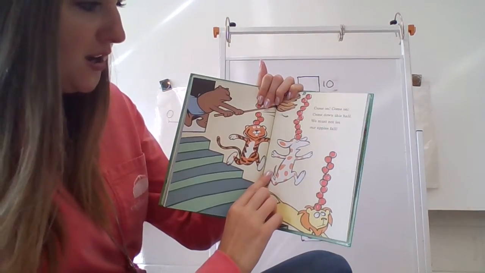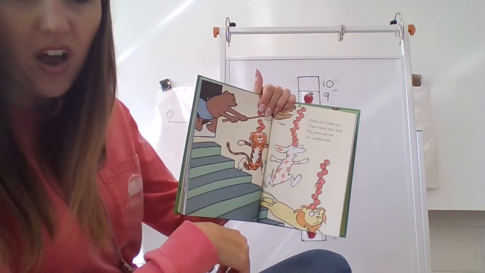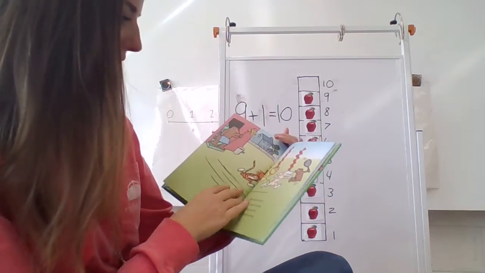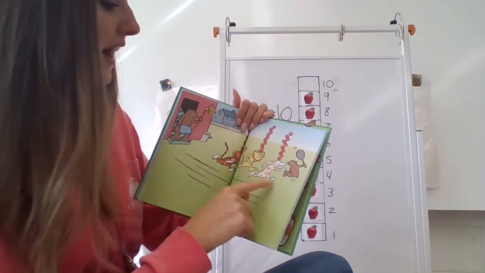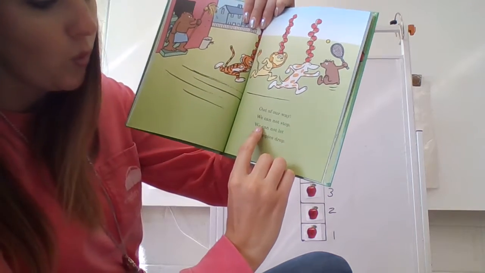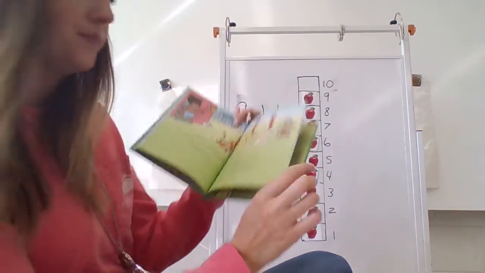Come on, come down this hall. We must not let our apples fall. The bear is chasing them away. Out of our way! We cannot stop. We cannot let our apples drop.